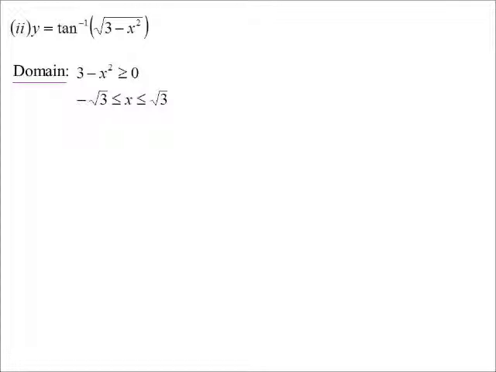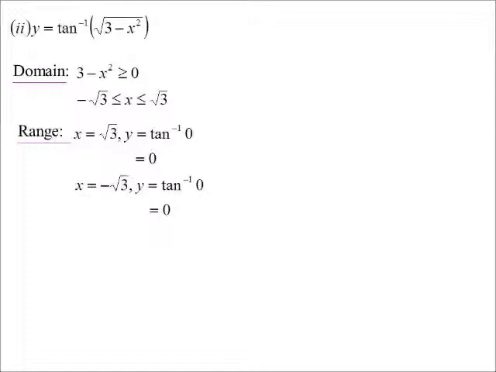Now, because we've restricted the domain, normally the inverse tan function will go all real x. But we're now restricting it to be between minus root 3 and root 3. Well, that's going to have an effect on the range. So let's sub in the endpoints. So I sub in root 3, I get inverse tan of 0, which is, of course, 0. Minus root 3, well, it's x squared, so we get the same answer, 0.